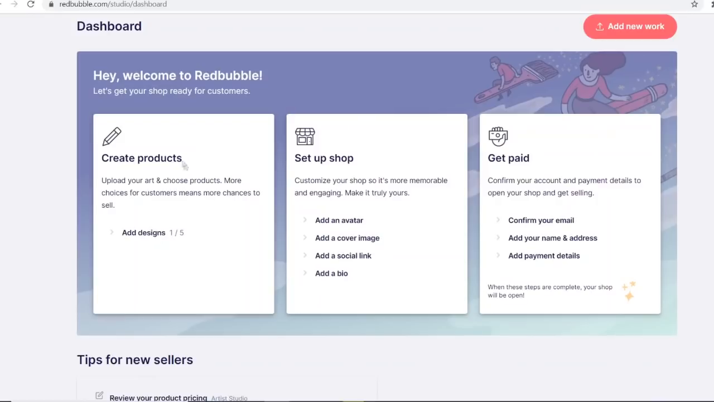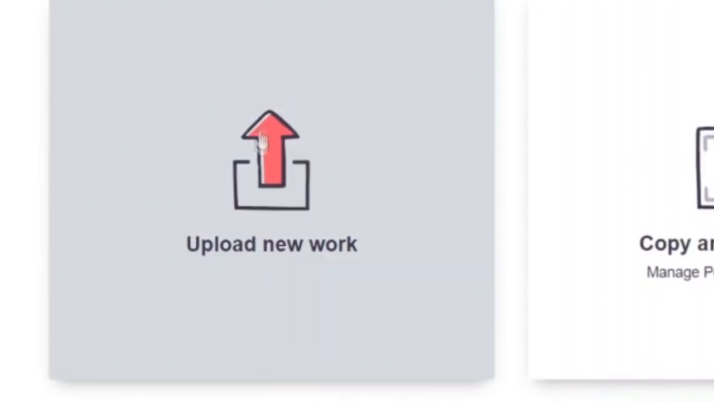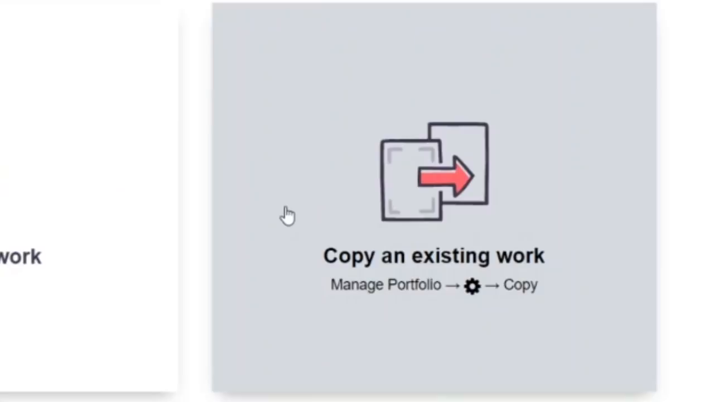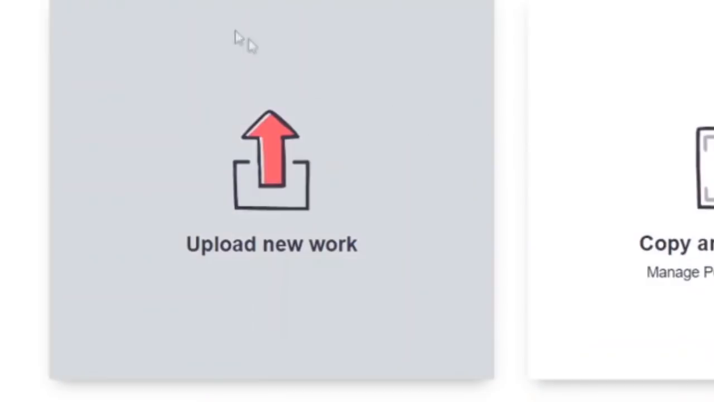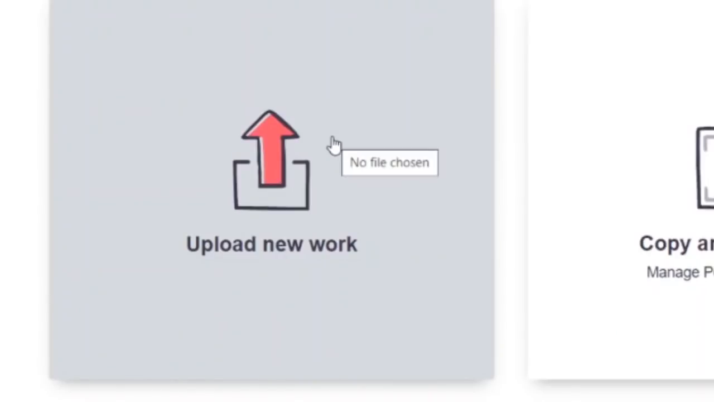So first of all, you will come over to this page, come over to the dashboard, and you want to click on add designs right here. Now you can see you can either upload new work or copy an existing work, and obviously if this is a brand new account, you have no existing work, so you will just need to go straight to upload new work and go with this option on the left hand side.